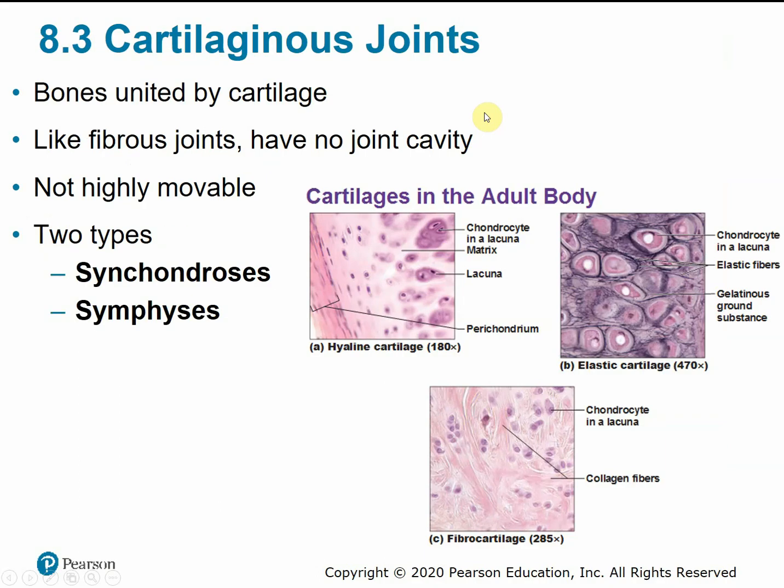Cartilaginous joints are bones that are joined by cartilage. So remember we said we had three types of cartilage we looked at in the previous chapter: hyaline cartilage, elastic cartilage, and fibrocartilage. So cartilaginous joints are not highly movable, and they have no joint cavity. The two types of cartilaginous joints are synchondrosis and symphysis joints.